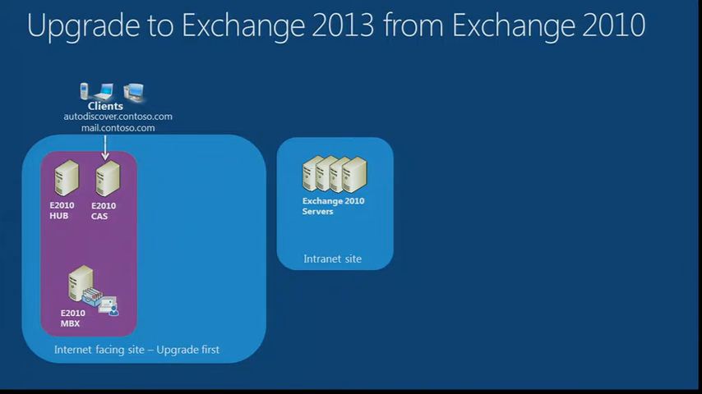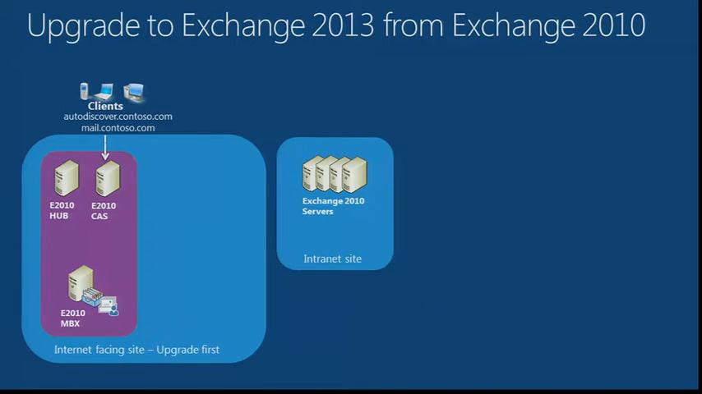In this example, we've got our clients up at the top. We've got our internet-facing AD site, running Exchange 2010. It's got Hub and CAS and Mailbox. Just as an aside, in Exchange 2010, really the preferred deployment model is a multi-role box, with CAS, Hub, and Mailbox all on the same server. I've split them out here simply for illustration purposes. It doesn't matter if you have single roles or multi-roles, the process that you'll go through will be exactly the same.